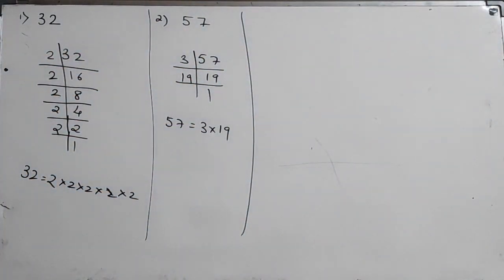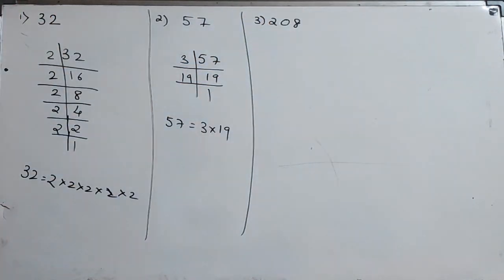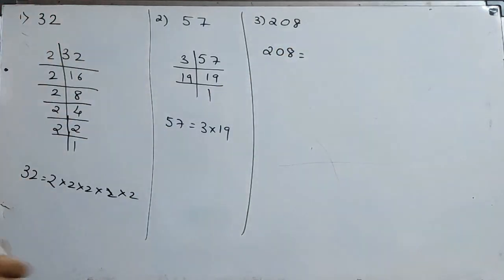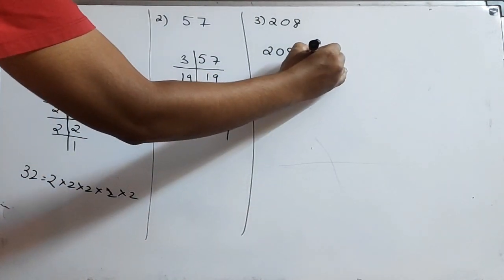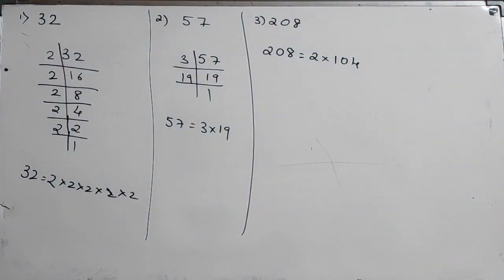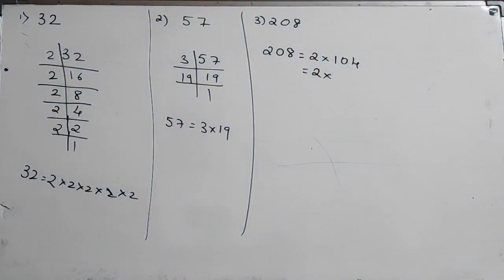Okay. Now, last we'll look at 208. Now 208, I'm going to factorize it horizontally. You are going to try the vertical method. Okay, horizontally. So 208 can be written as 2 multiplied by 104. 2 is a prime number, 104 is a composite number.